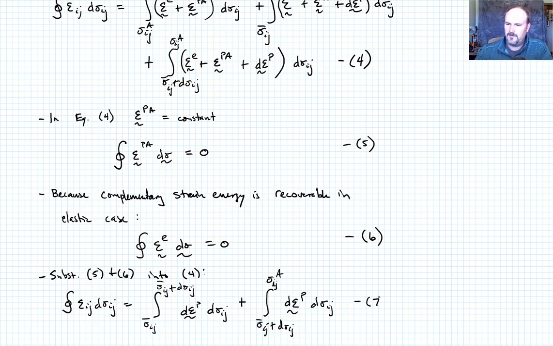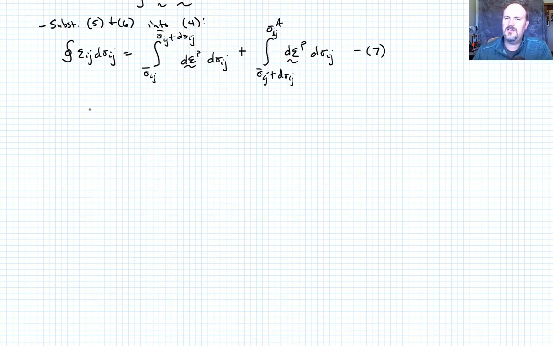Call that equation 7. Okay, so let's look at each of these integrals separately now. Let's first consider this first integral, the integral from sigma ij bar up to sigma ij bar plus d sigma ij.